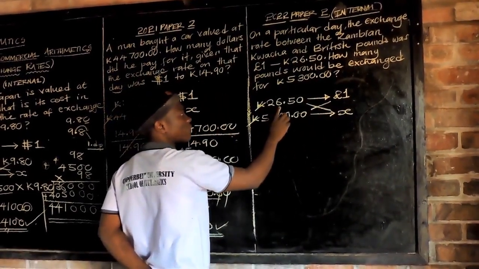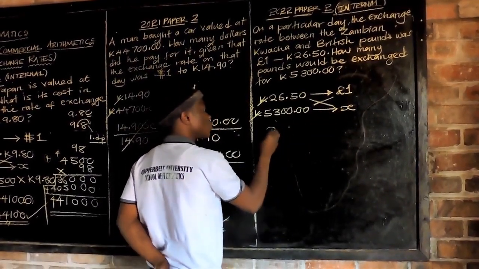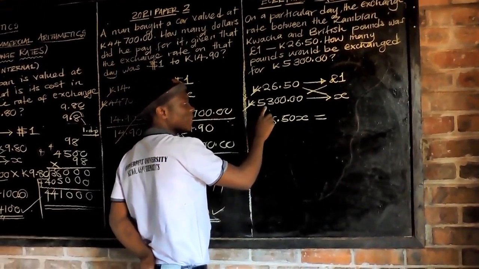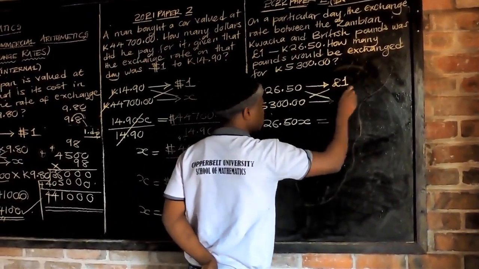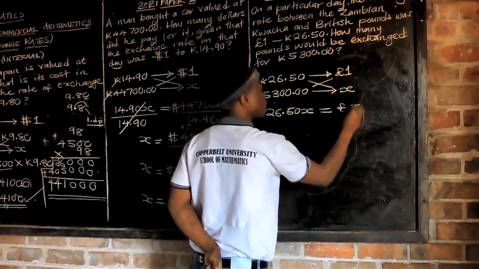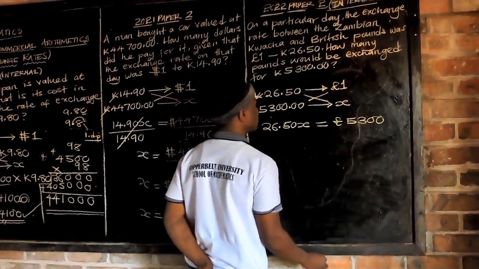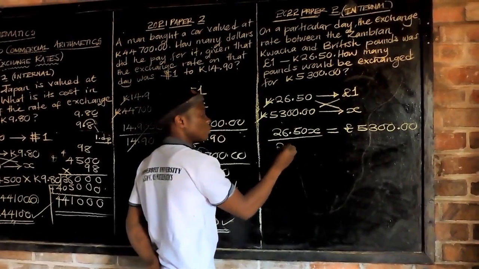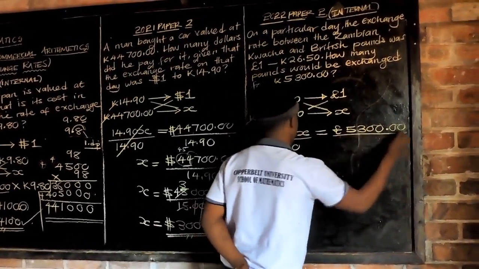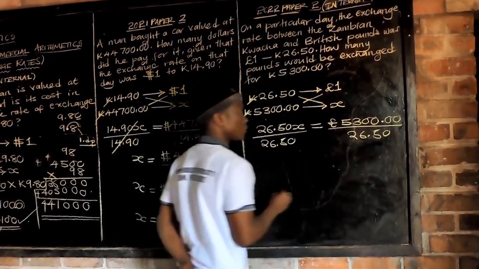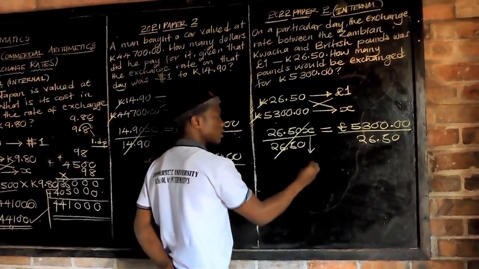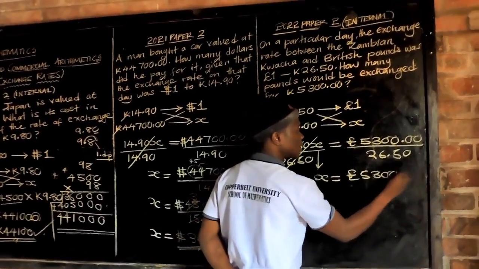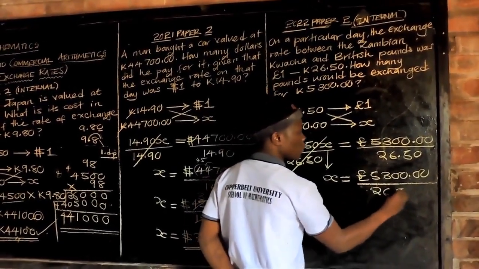So 26.50 times x, you get 26.50x, is equal to 5,300 times 1 British pound, which gives 5,300 British pounds. Then for us to remain with x, divide both sides by 26.50. So these two are going to go, giving rise to x. X is equal to 5,300 British pounds over 26.50.